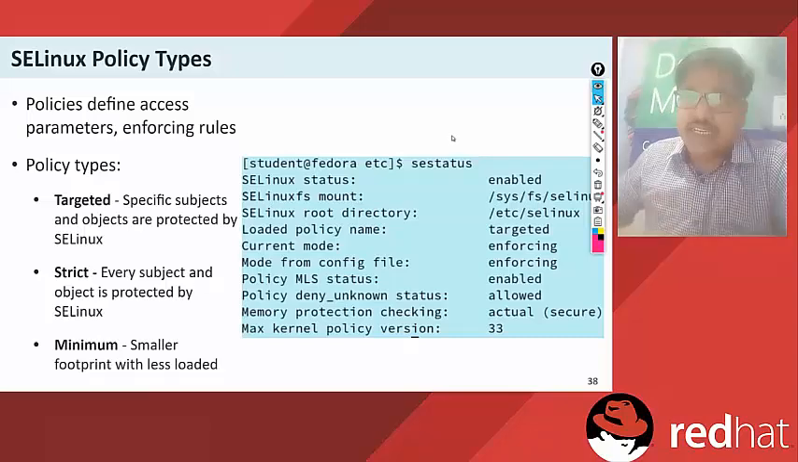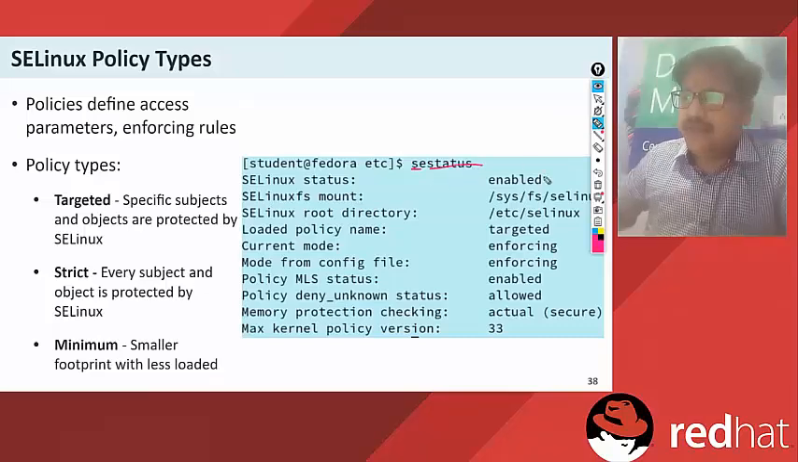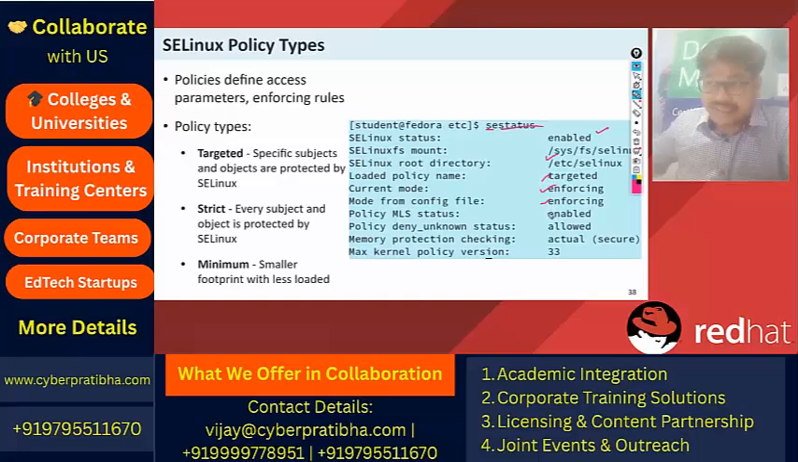Let's talk about the SELinux policy types. The command is sestatus. It will display whether SELinux is enabled, the location, targeted, the mode, enforcing, permissive or disabled, enabled, allowed, actual. These are the information you will get.